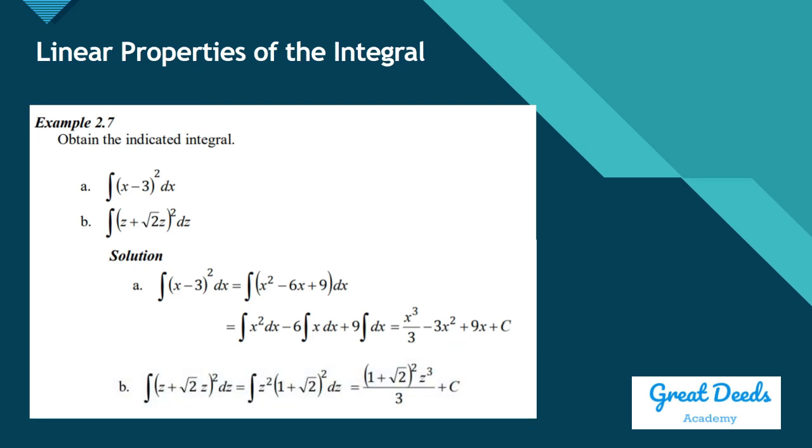How about this? The integral of z plus the square root of 2 times z squared. You might be tempted to expand this right away, which is not wrong, but it will bring you into the thick of the forest, so to speak. But if you have a keen eye, you would see that z is a common factor. You can factor it out, and applying your rules of exponent, it becomes z squared times 1 plus the square root of 2, squared. This one is just a constant. You can bring it outside the integral sign.